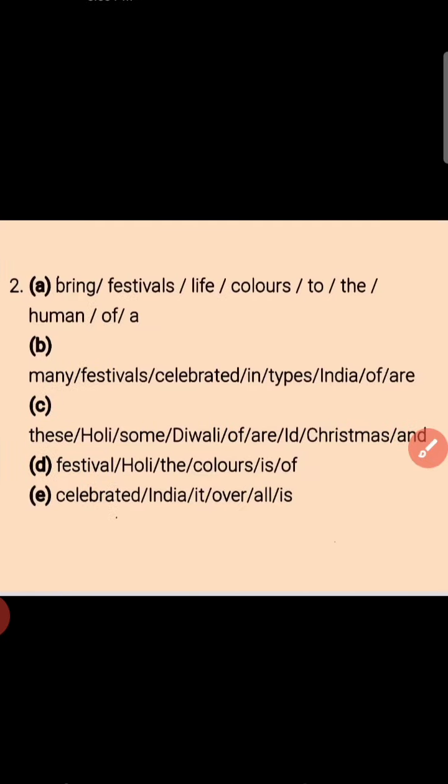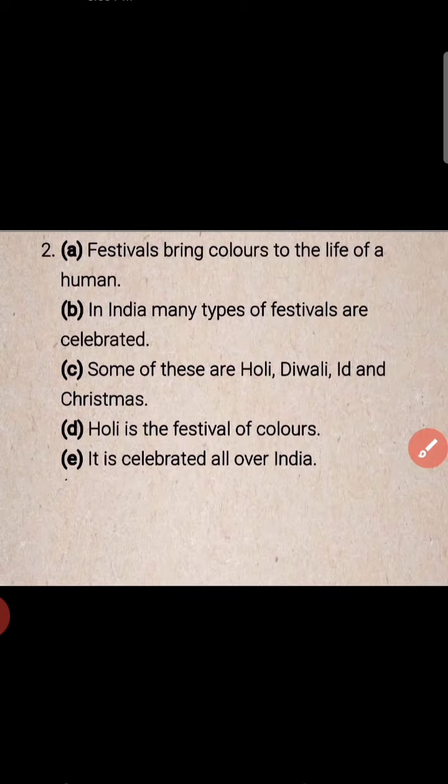Now come to the number C point. These, Holi, some, Diwali, of, are, Eid, Christmas and. Okay, read it again. These, Holi, some, Diwali, of, are, Eid, Christmas and. How to write it? Some of these are Holi, Diwali, Eid and Christmas.